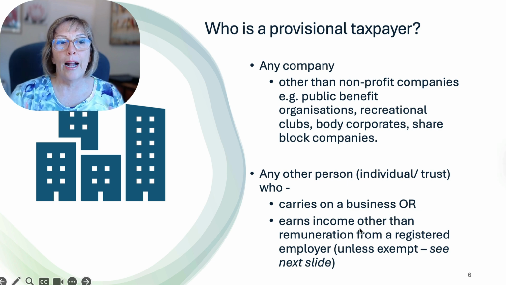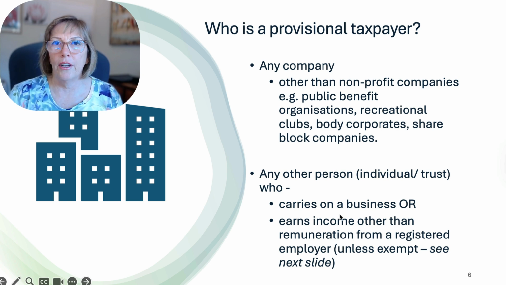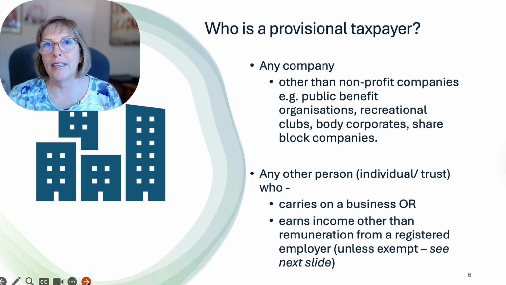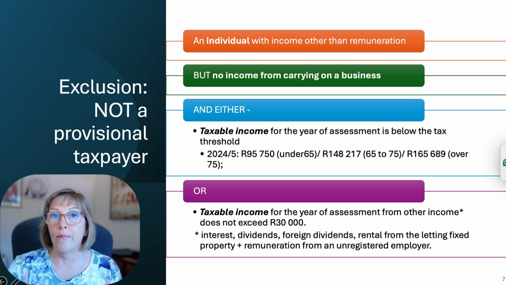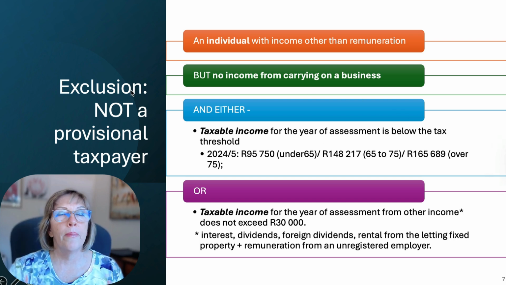So if you're earning income other than remuneration from a registered employer, that would be subject to PAYE. But there are some exemptions. So again, it always gets complex with tax. There's the rules, and then there's exceptions and so on. So the exceptions, and this is for individuals, right? I've already said all trading companies are provisional taxpayers.